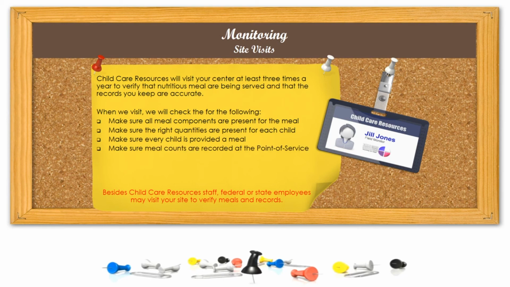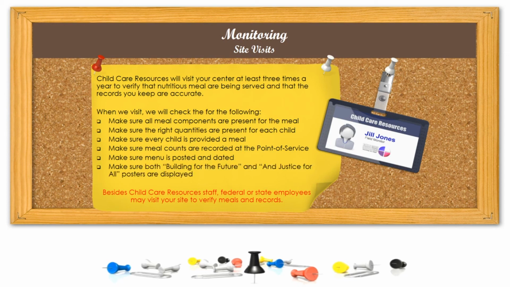That meal counts are recorded at the point of service. The menu is posted and dated. Both the Building for the Future and And Justice for All posters are displayed. Besides Child Care Resources staff, federal or state employees may visit your site to verify meals and records.